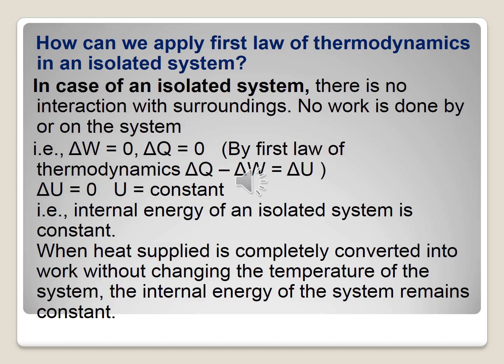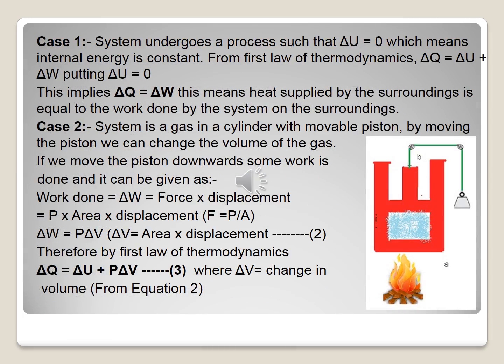When heat energy supplied is completely converted into work without changing the temperature of the system, the internal energy of the system will remain unchanged. Let us see two different cases. Case 1. When a system undergoes a process such that delta U is equal to 0, which means internal energy is a constant, then by applying the first law of thermodynamics, delta Q is equal to delta U plus delta W. By putting delta U equal to 0, delta Q is equal to delta W. This means that heat energy supplied by the surroundings is equal to work done by the system on the surroundings.